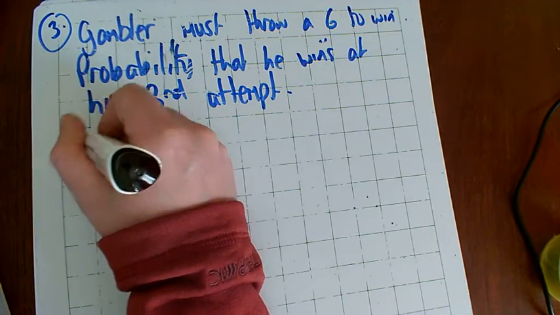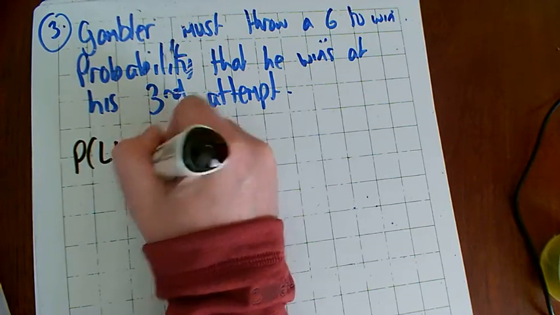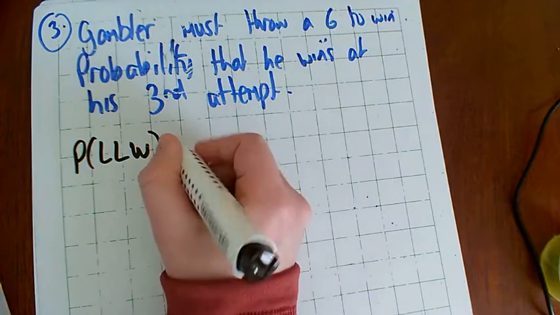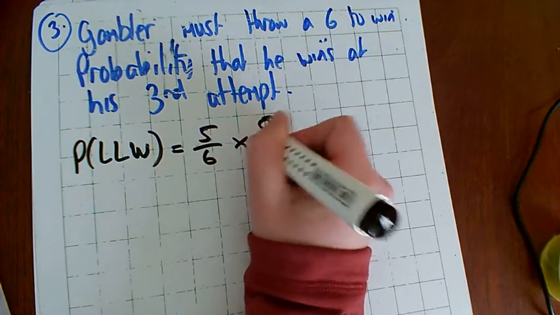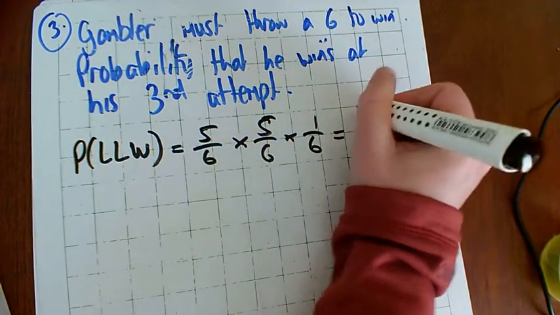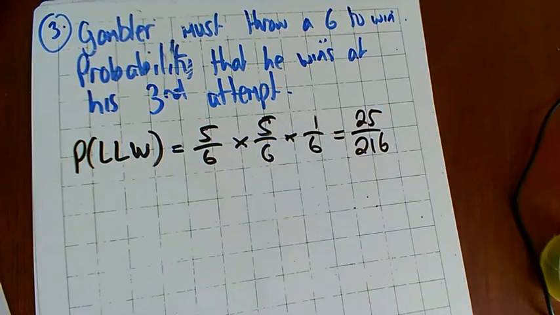So it's the probability of him losing, and then winning. The probability that he wins is 1 out of 6, so the probability that he loses is 5 out of 6. Times 5 out of 6, because he needs to lose the second one as well, and then times the 1 out of 6, and that works out as 25 over 216.